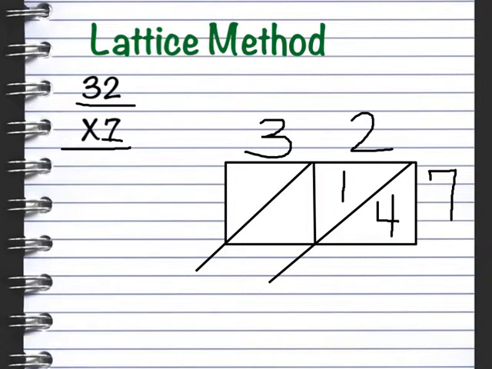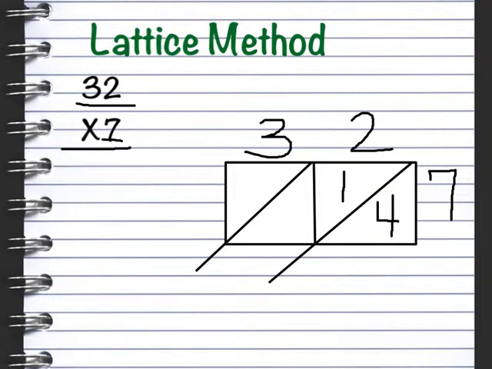So bottom ones, top tens. Now, I'm done with that. So I'm going to look at my next number I'm multiplying. 3 and 7, they meet in this box. So they will be multiplied and the answer will go right here in this box. I know that 3 times 7 is 21.